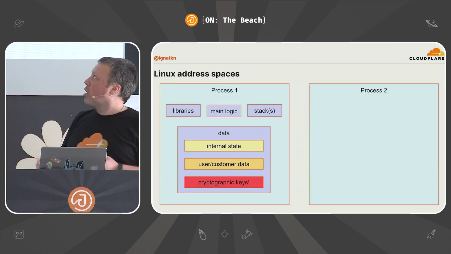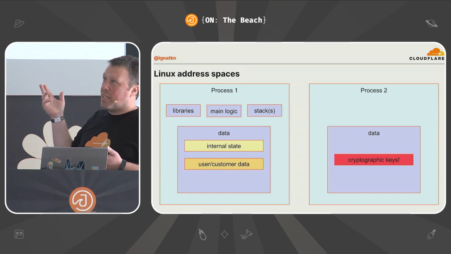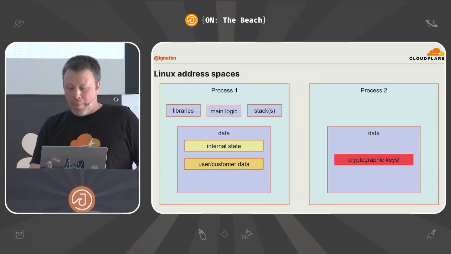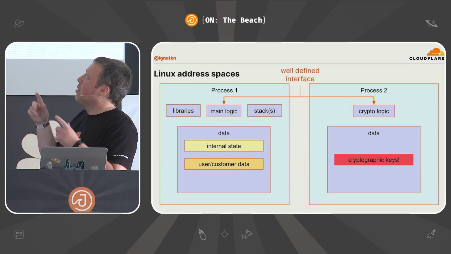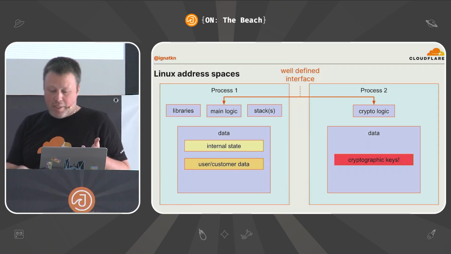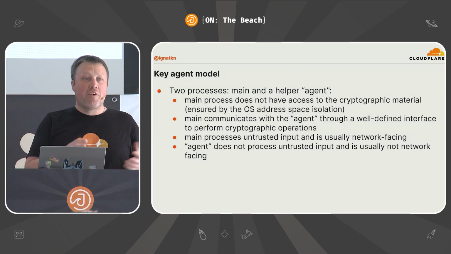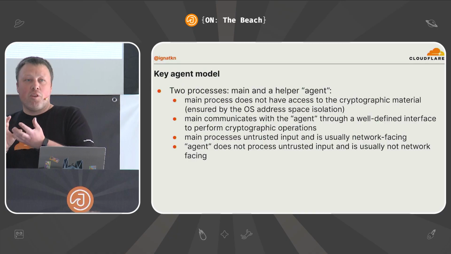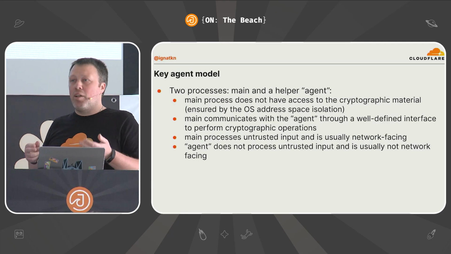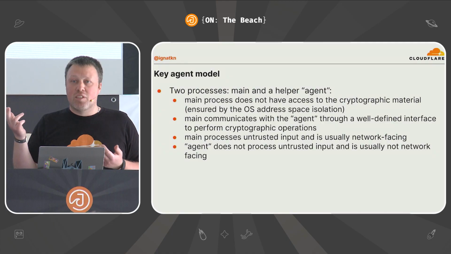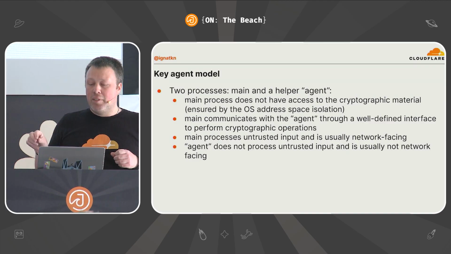The common approach here is to create a different process which will have a different data section and put your cryptographic key in this other process. Then you write some small crypto logic and connect the two programs through a well-defined interface. We call it the key agent model. You have two programs: your main program, which is network facing and may contain bugs, and another, a small, very stripped-down program which handles your cryptographic keys. The whole idea is to utilize the operating system's address space isolation, so even if your main logic is compromised, it cannot directly access the memory of another process.